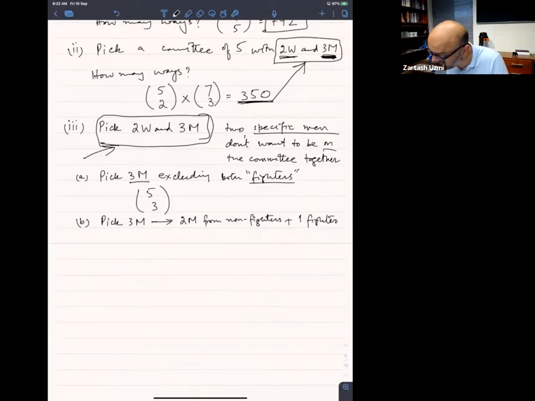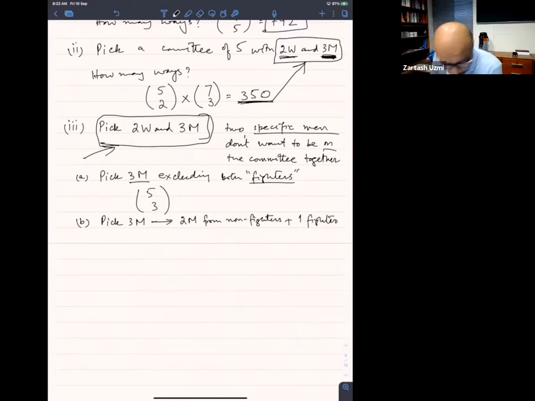So this will give you the number of committees that you can pick from the men only. Out of these 7 people, you exclude both the fighters and then include 1. Okay? So excluding the fighters, out of those 7 people, I have just 5 people. Out of those 5 people, I will pick 2. And then the 2 fighters, I will pick 1 fighter out of those 2 fighters.